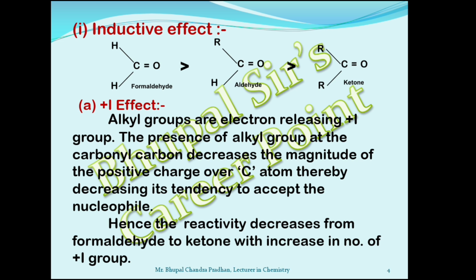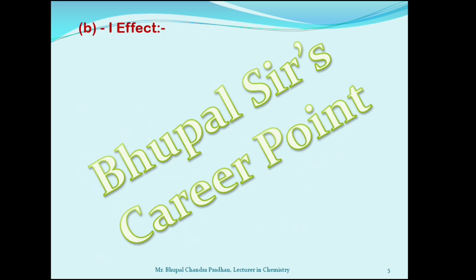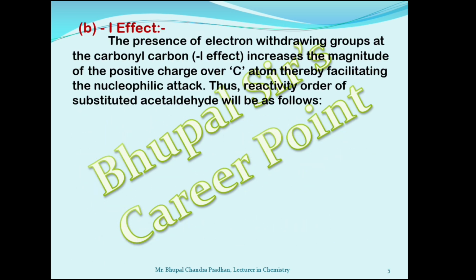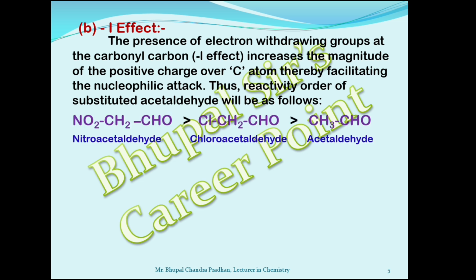Very shortly, we can write: from formaldehyde to ketone, the number of plus I groups gradually increases, which decreases the magnitude of positive charge on the carbonyl carbon. Hence, the reactivity decreases. In shortcut, we can write this also. Now, minus I effect. The presence of an electron withdrawing group at the carbonyl carbon increases the magnitude of positive charge on the carbon atom, thereby facilitating the nucleophilic attack. Thus, the reactivity order of substituted acetaldehydes will be as follows: nitroacetaldehyde is more reactive than chloroacetaldehyde, which is more reactive than acetaldehyde.